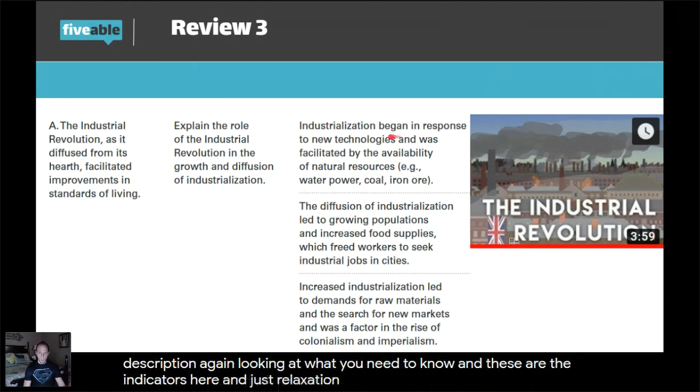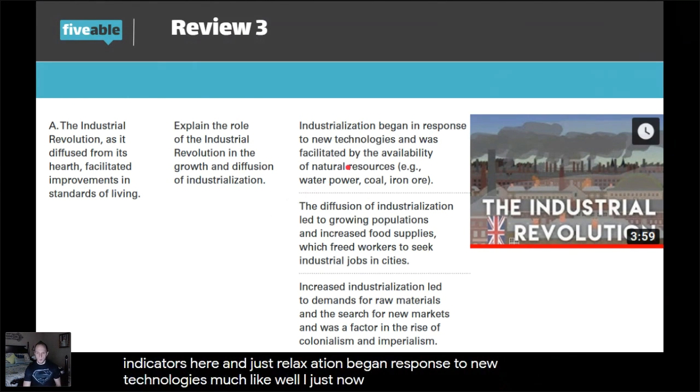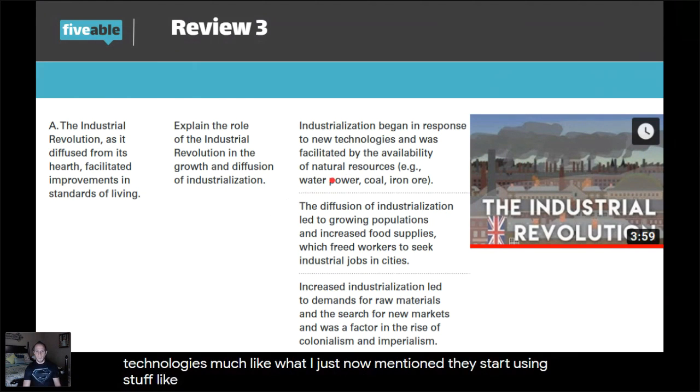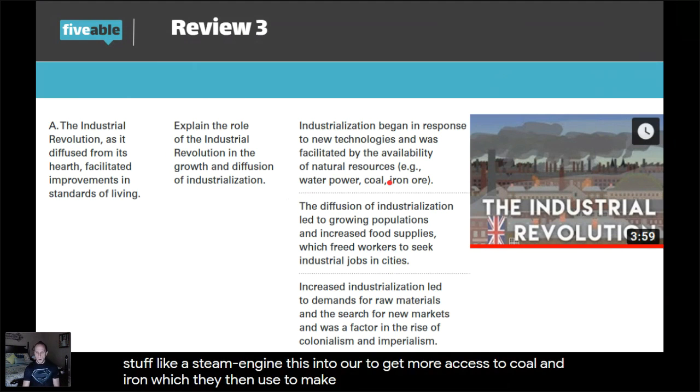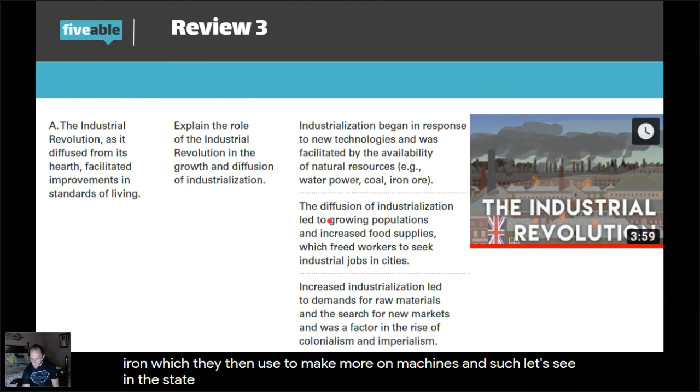Industrialization began in response to new technologies, much like what I just now mentioned. They start using stuff like steam engines in order to get more access to coal and iron, which they then use to make more machines and such. Let's see, in the study of geography and agglomeration.